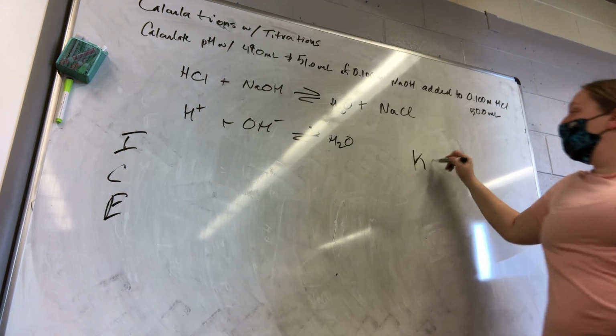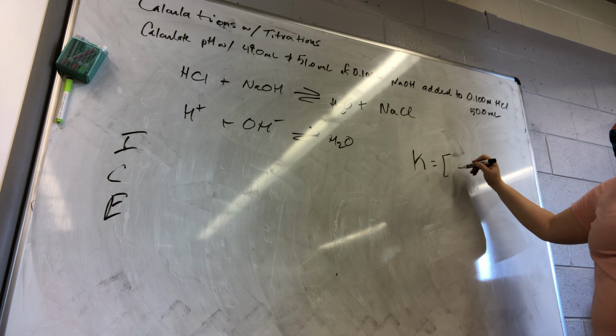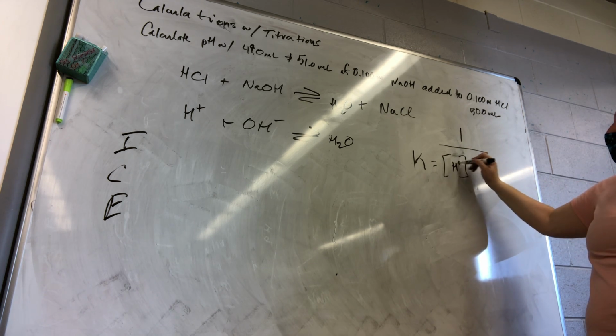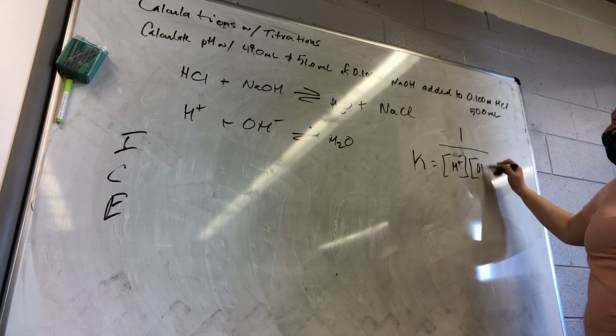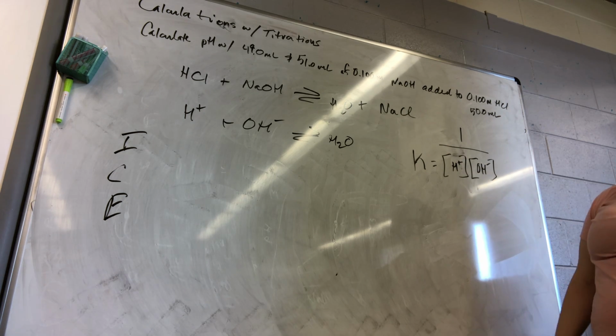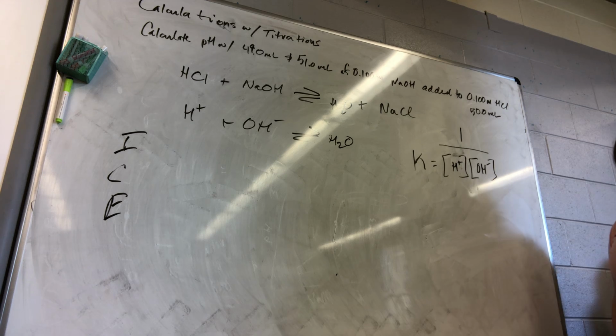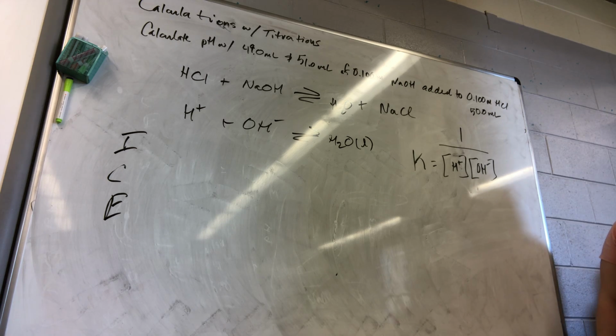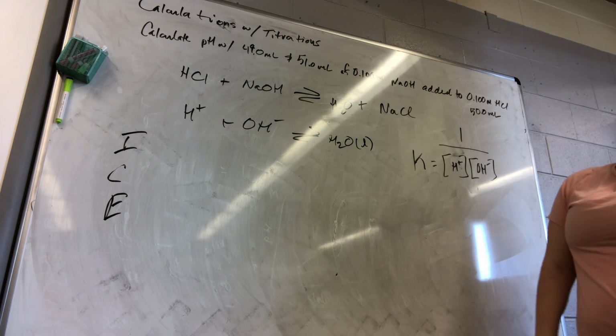Write a K expression. We don't ignore water in this, right? No, we do. That's what our K comes out to be, right? Products over reactants. We always ignore water in our K expressions, always. That's how it is. All right.